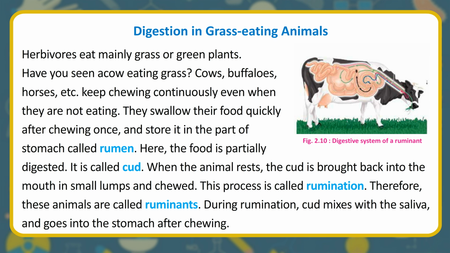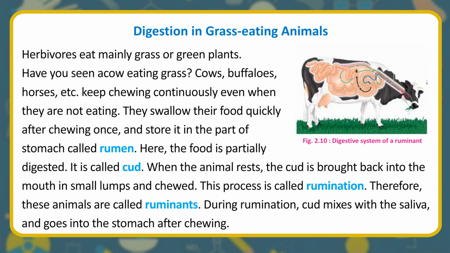Digestion in grass-eating animals. Herbivores eat mainly grass or green plants. Have you seen a cow eating grass? Cows, buffaloes, horses, etc. keep chewing continuously even when they are not eating. They swallow their food quickly after chewing once, and store it in the part of the stomach called the rumen. Here, the food is partially digested.